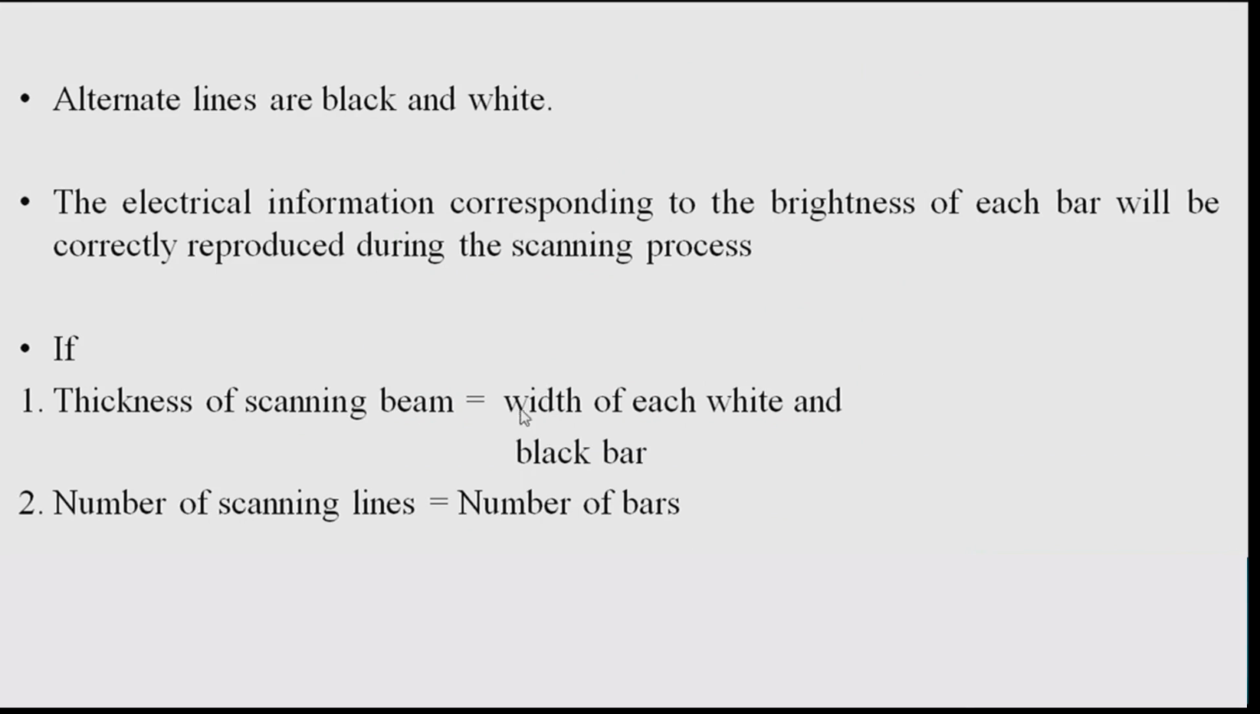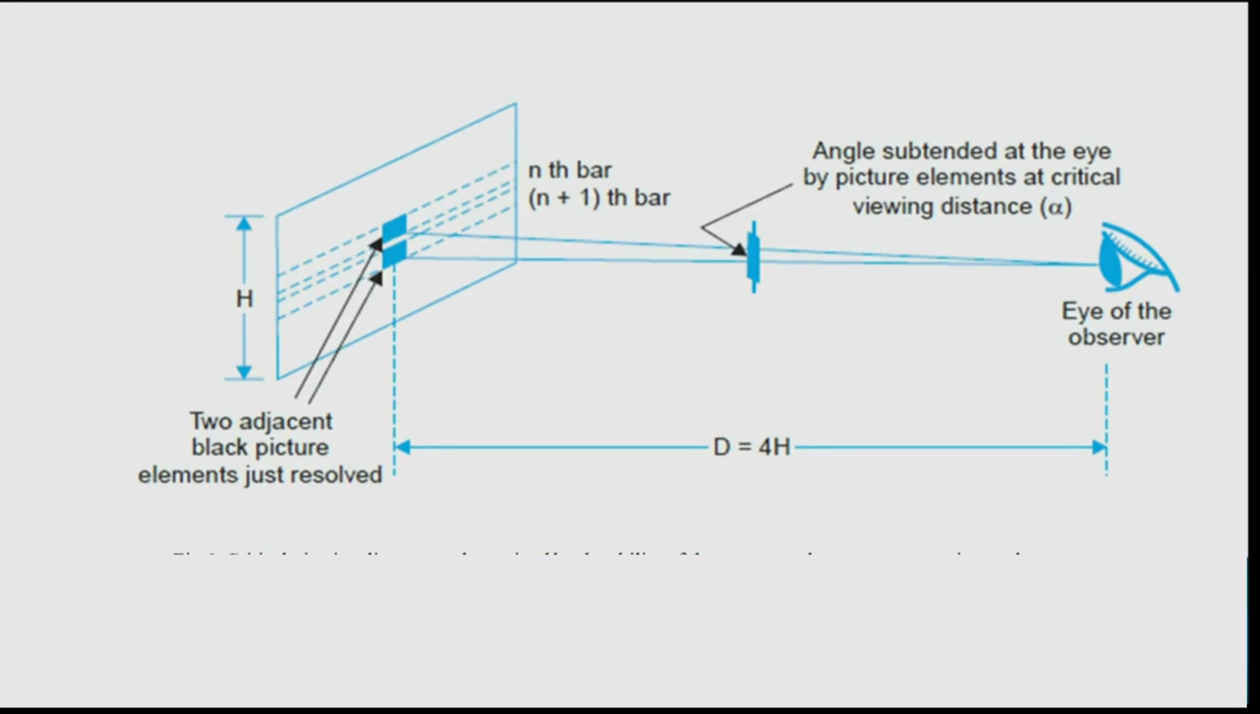Which are these two conditions? One is that the thickness of the scanning beam is equal to the width of each white and black bar, and the second is that the number of scanning lines is equal to the number of bars. Now, this diagram shows the critical viewing distance as determined by the ability of the eye to resolve two spaced pictures. In this diagram, D is equal to 4H.